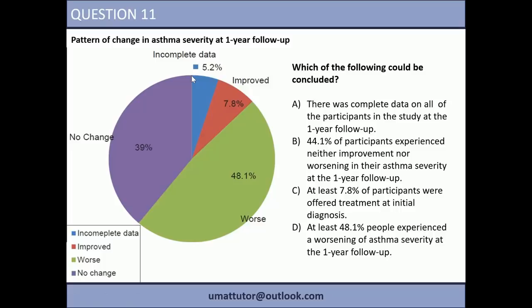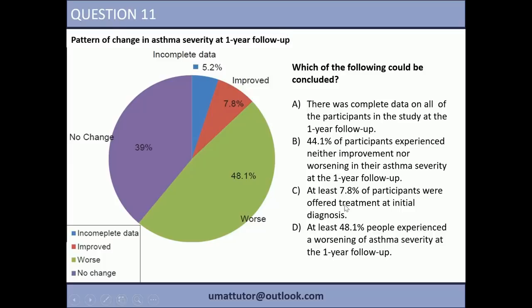In other words, the 5.2% of participants who are represented by this group, some of them may have had improvements, some of them may have had worsenings in their condition. It's just that we don't know. So you can't say as a fact that this percentage of people had neither improvement nor worsening. We know that 39% definitely had no change, but we can't be sure of how much of this 5.2% also had no change on top of it. So option B can't be right for that reason.